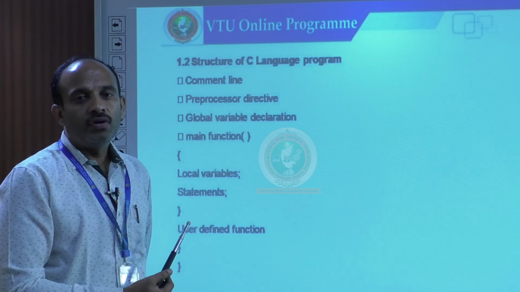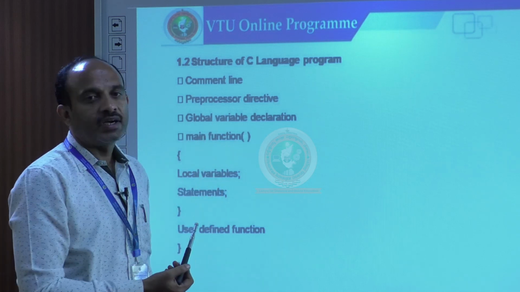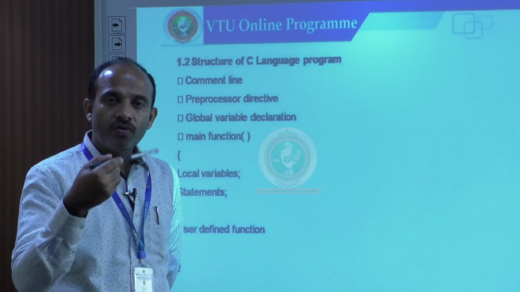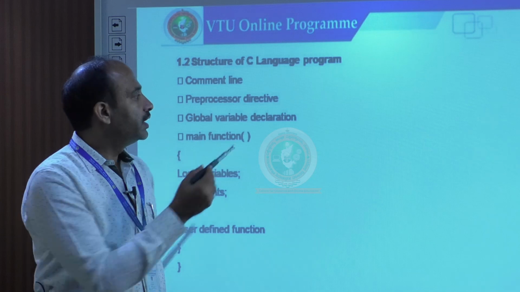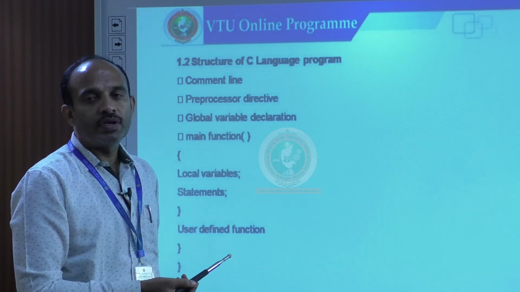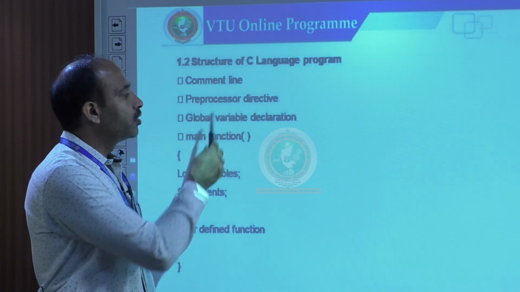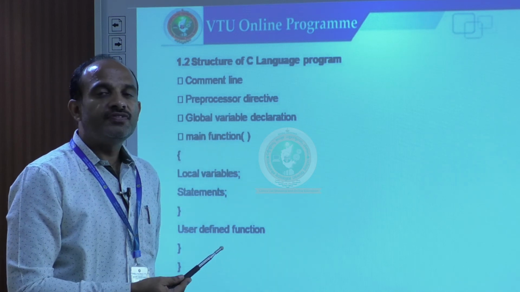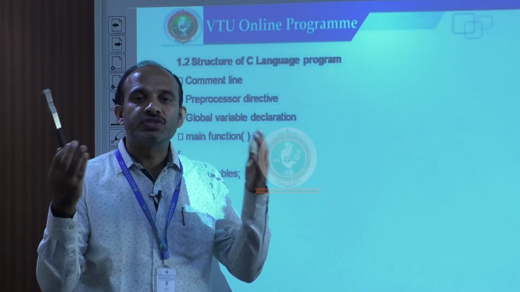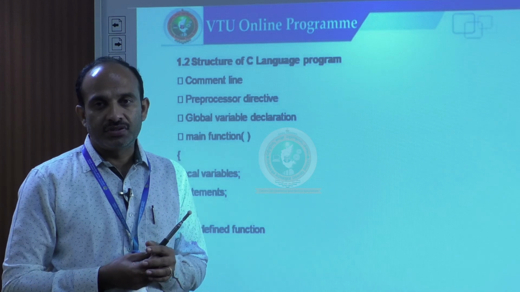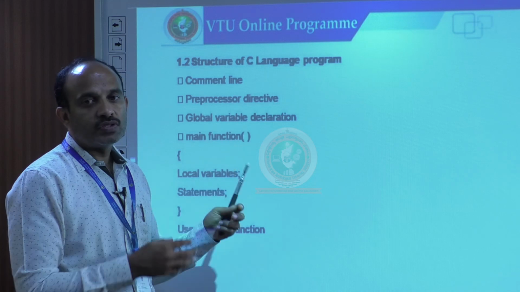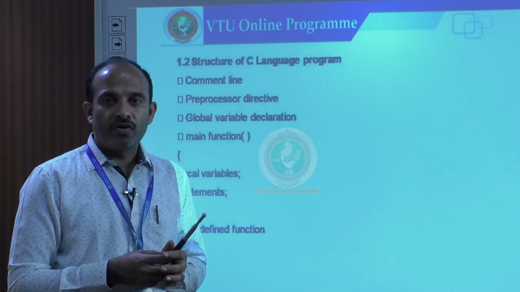And next we need to define the directives. There is a preprocessor, the name itself says preprocessor. Before processing you need to declare the directives. All those preprocessor directives we need to include in this section. And if there are any global variables, you need to define them outside the function, so that you can access all the variables throughout the program or across the functions.